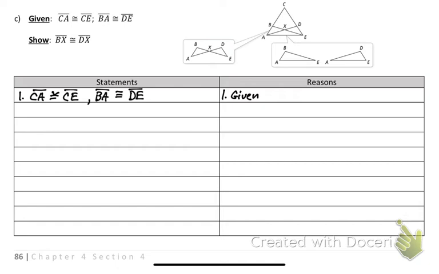Does it say anything about a midpoint, though? It has to say midpoint for you to use anything about midpoints. It has to say that. All right, so let's make our marks on this one. It says CA and CE, so CA would be this whole line here, and CE would be this whole line here. BA and DE: BA would be right here, and DE would be right here.